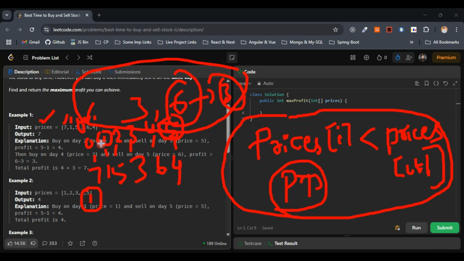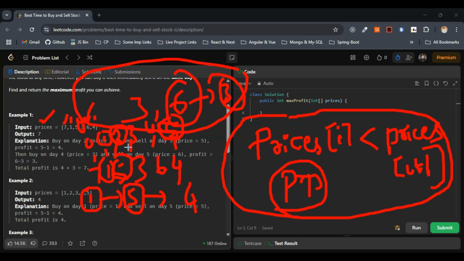Not the index 5. Sorry. So suppose we have bought at 1 and we are selling this one at index 2, meaning 1 and 5 here. So we have a profit of 4. So we bought at 1, we are selling at 5, and we have the profit of 4. Right? I hope this one is clear.